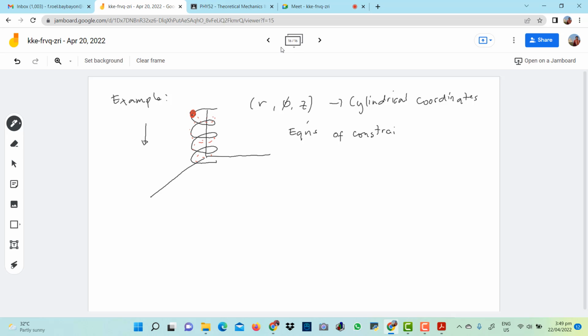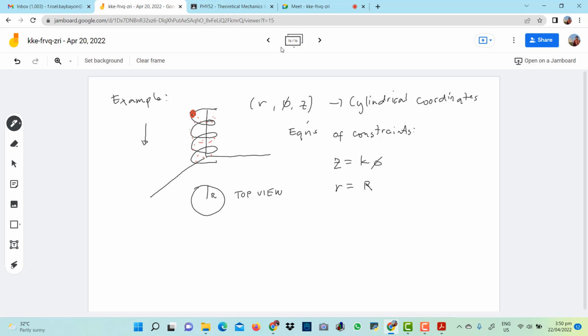Okay, equation of constraints. First, we have z equals k phi, and then the other one is r equals a fixed radius R. So the radius of your helix here is fixed. If you look at the top view, your helix has a radius equal to big letter R.